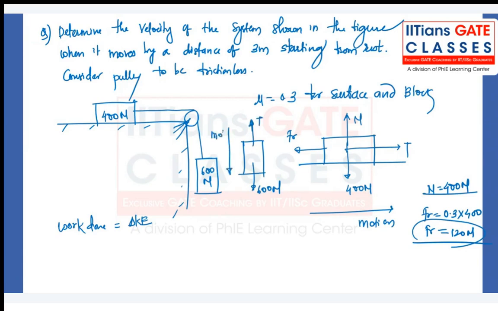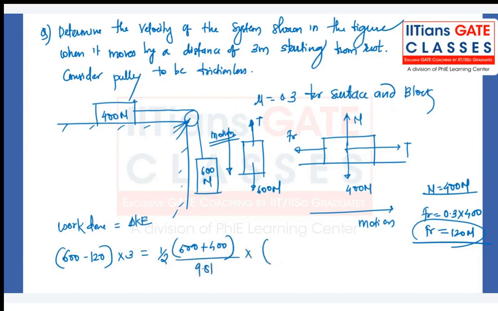So the force which is causing the motion is 600 minus 120, because the frictional force you have to subtract from it, into 3, and that is equal to half of m times v2 square minus v1 square. That is 600 plus 400 divided by 9.81 into vf square minus, initial velocity is 0, as they said, starting from rest, and 3 is the distance they have mentioned. So from this you should be able to calculate vf.